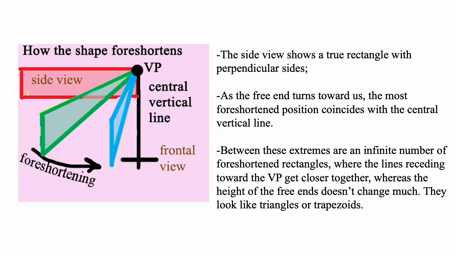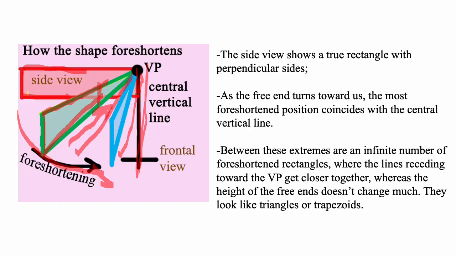This diagram shows what happens when a shape is foreshortened. So we start with a true rectangle with perpendicular sides, and as this free edge comes around like this, it eventually overlaps the central vertical line, becoming just a line. And between these two extremes are an infinite number of foreshortened shapes. And we know they're foreshortened because they are triangular rather than rectangular, or they could be trapezoids. And so the direction toward the vanishing point is getting smaller than the length of these free edges.